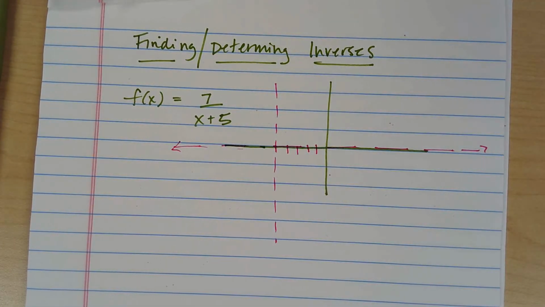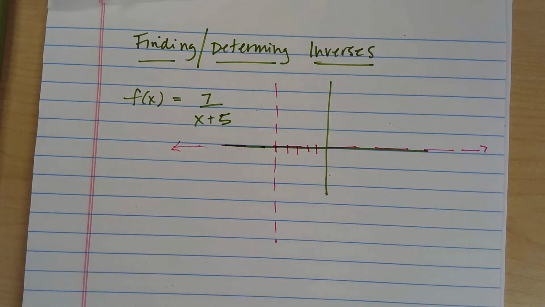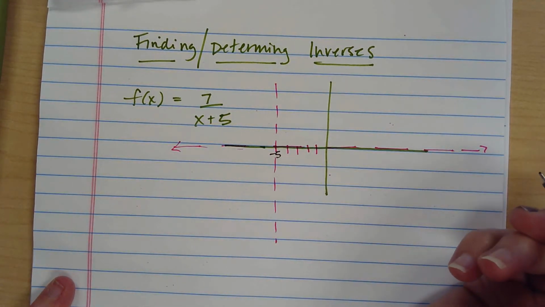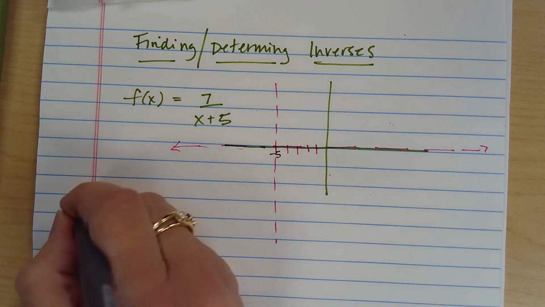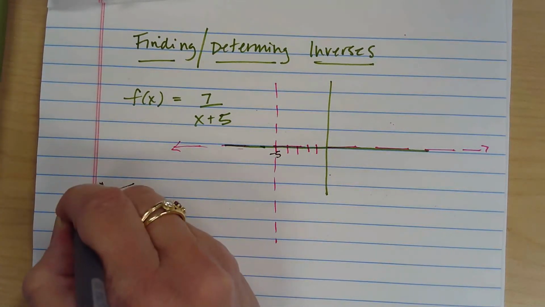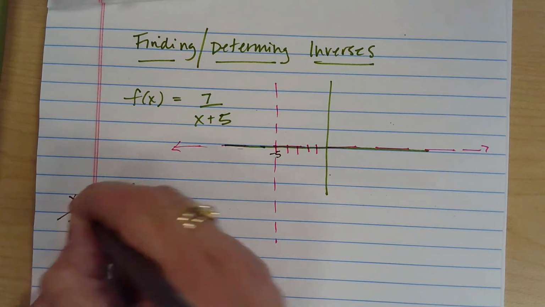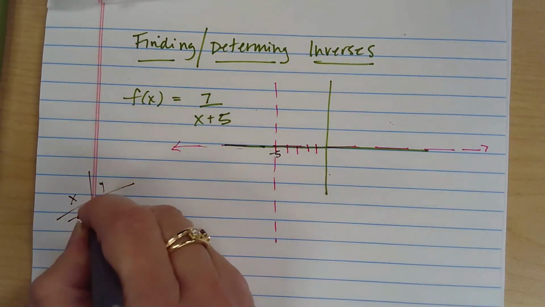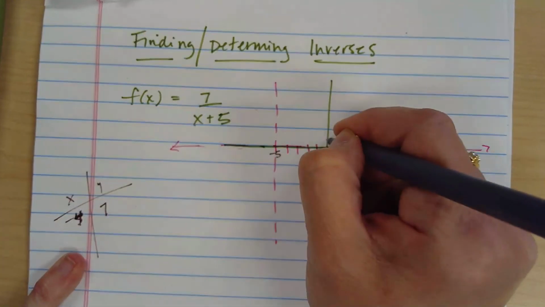So this is where my graph is going to lie. Let's plug in some values here. Since the asymptote is at negative 5, let's think of x and y values, right? Let's plug in negative 4. We can't plug in negative 5 because that's an asymptote. If I plug in negative 4, I get 7 over 1, which is 7.